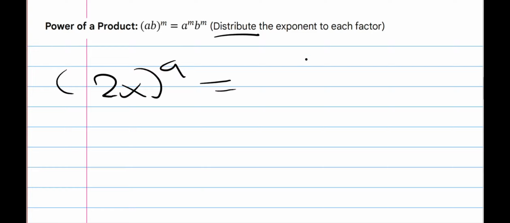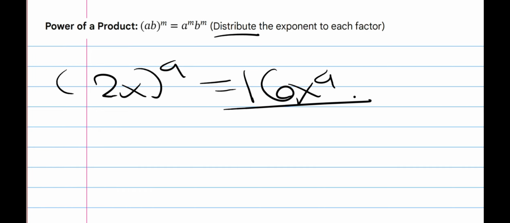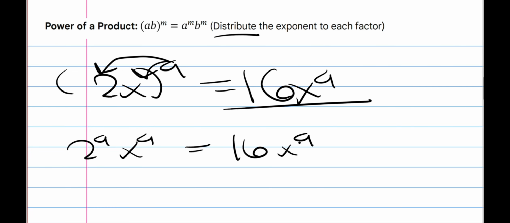So of course, you're going to distribute it to each one of them. So that would be 16 times x to the power of 4. Just distribute it to each one of them. So basically, there's an exponent on the 2 and there's an exponent on the x. So that would be 16x to the power of 4. Simple as that. And I'll provide at least 3 examples on this one.